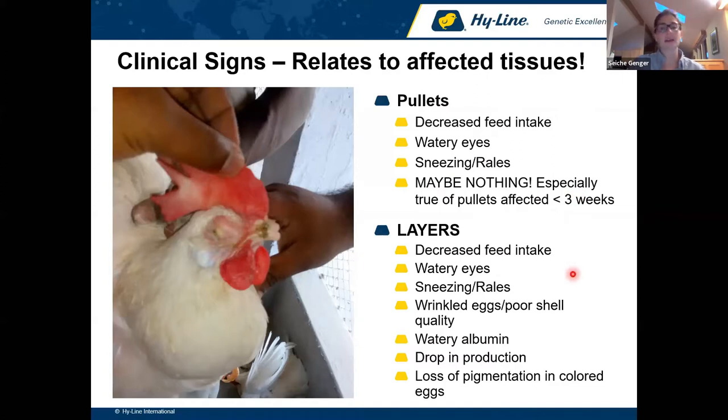In layers, the same kind of things persist. You have a decreased feed intake. When they don't feel well, they don't eat. You get watery eyes, sneezing, rales. And then now you're going to start to see a lot of the oviduct impact, which is the wrinkled eggs and poor shell quality. You're going to see some watery albumin in many of the eggs that you break open, a drop in production. And while I know there aren't very many brown egg-laying birds in India, if you were to come across some pigmented egg-laying birds, you would see a loss of pigmentation in those colored eggs. So they would go from being a darker brown or a tinted color to having more eggs that are white.